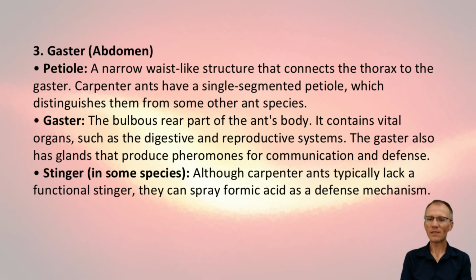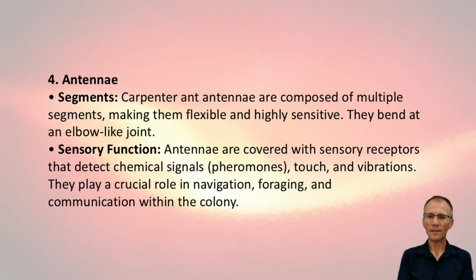Stinger, in some species. Although carpenter ants typically lack a functional stinger, they can spray formic acid as a defense mechanism. Antenna. Segments. Carpenter ant antennae are composed of multiple segments, making them flexible and highly sensitive. They bend at an elbow-like joint. Sensory function. Antennae are covered with sensory receptors that detect chemical signals, pheromones, touch, and vibrations. They play a crucial role in navigation, foraging, and communication within the colony.